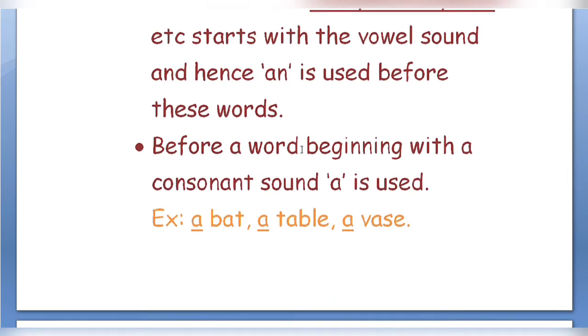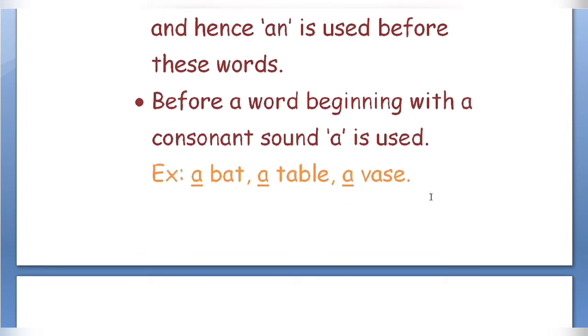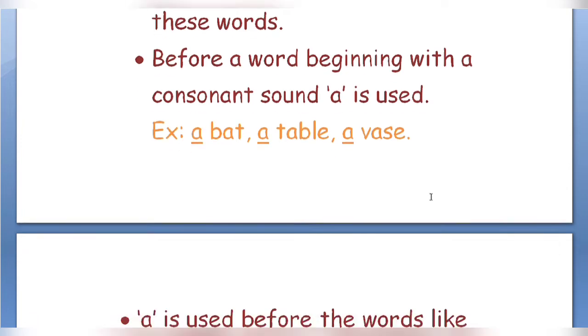Now, before a word beginning with a consonant sound, a is used. For example, a bat, a table, a vase. So this is pretty easy.